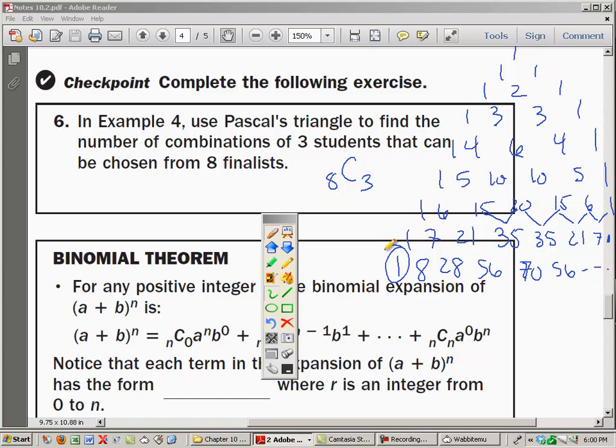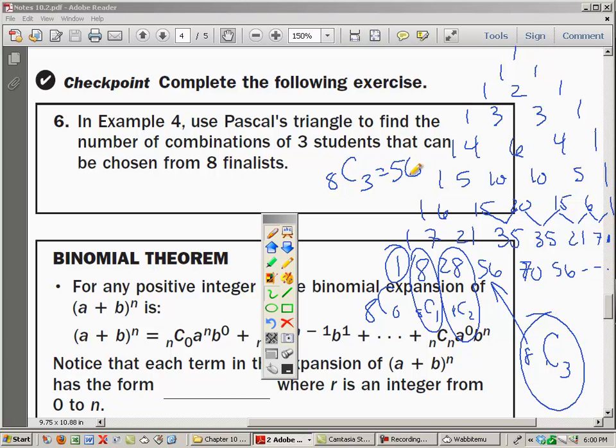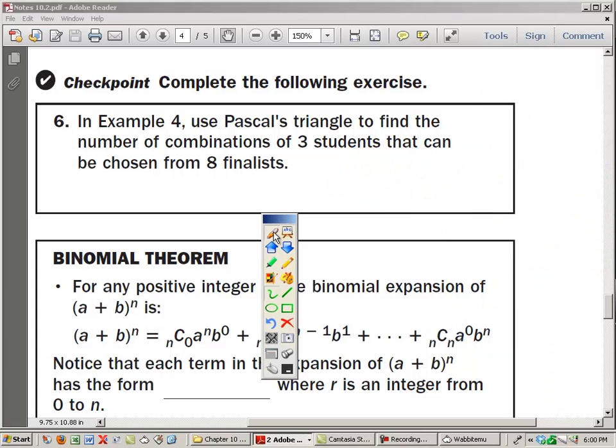So that would be 8 choose 0. This would be 8 choose 1. This would be 8 choose 2. And so right there is 8 choose 3. So there are 56 different ways to do that. And we can do that with Pascal's triangle and never have to actually use our graphing calculator.